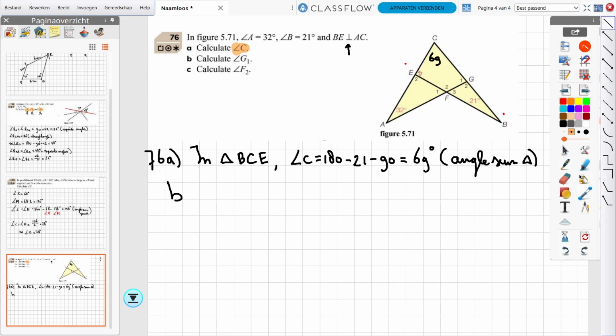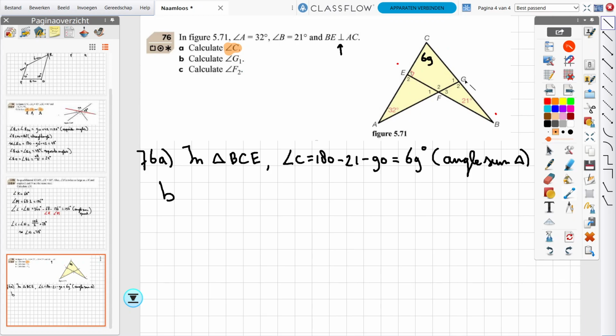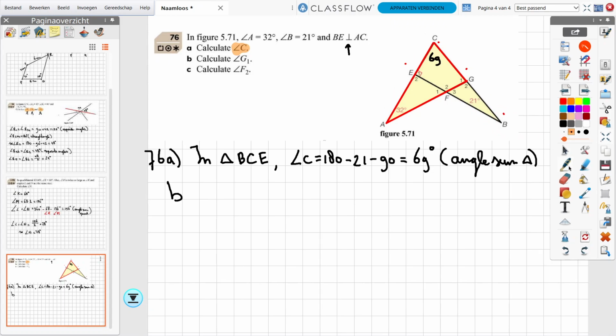But what you can do, I think, is take a look at this triangle right here, and then you see that in this triangle we know two angles, angle C, which I found at A, and angle A. So in triangle AGC, I can calculate angle G.